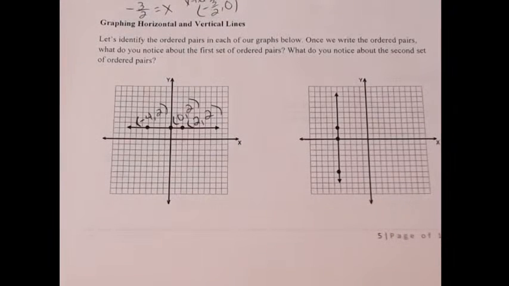Now I want you to carefully look at those 3 ordered pairs. Negative 4, 2. 0, 2. 2, 2.